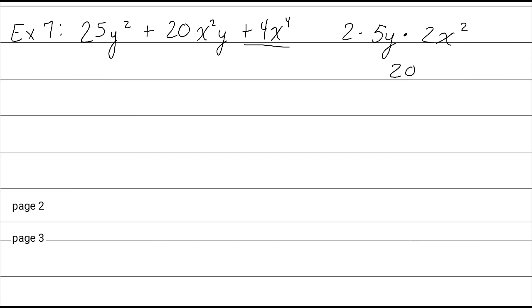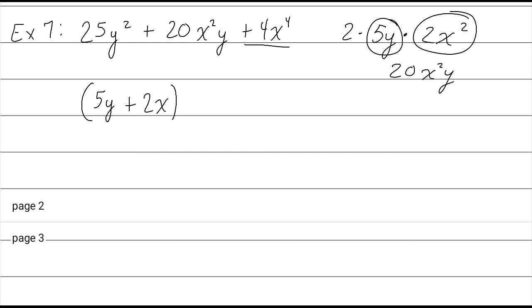y and x squared, they are the same. That center term is the same as that 20x squared y. So this is a perfect square trinomial, which means I'm just going to steal this and that to factor this out as 5y plus 2x squared. Again, 5y plus 2x times 5y plus 2x. So that would be perfect square trinomials.